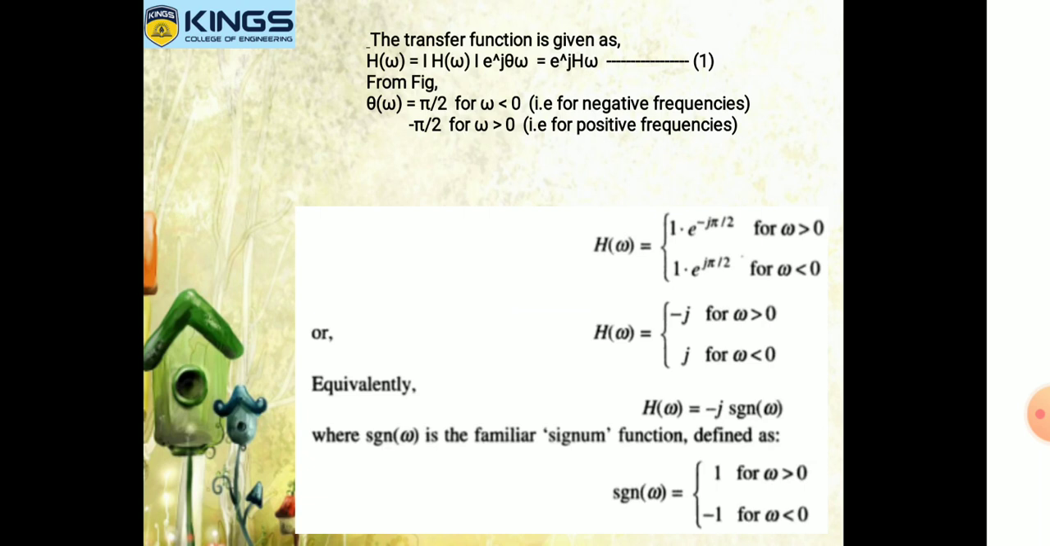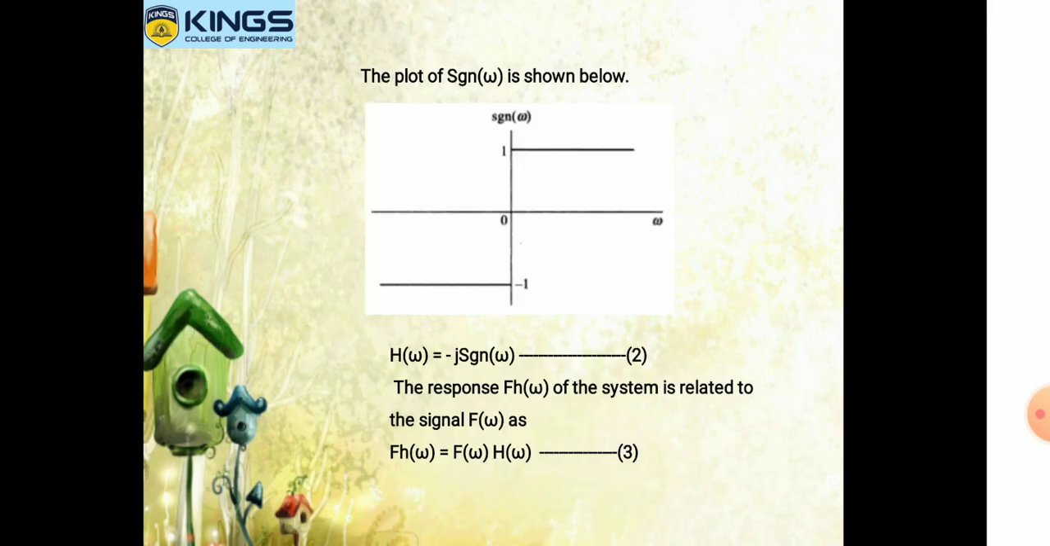Where this signum of omega is the familiar signum function, it is defined as signum of omega will be equal to 1 for omega greater than 0 and minus 1 for omega less than 0. So we have to have it in our mind, plus pi by 2 for omega less than 0 and minus pi by 2 for omega greater than 0. So this is the plot for signum of omega. So from this we can write h of omega will be equal to minus j signum of omega. Have it as our expression number 2.